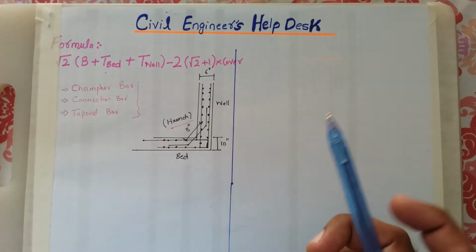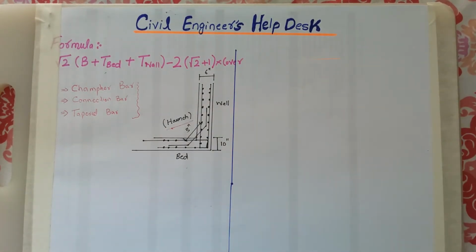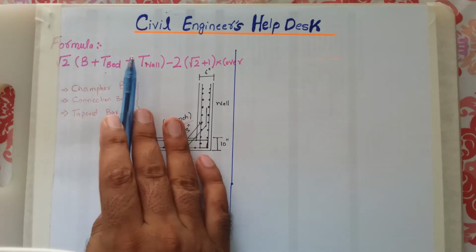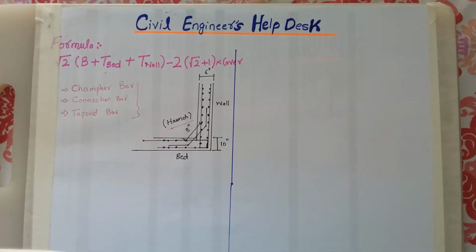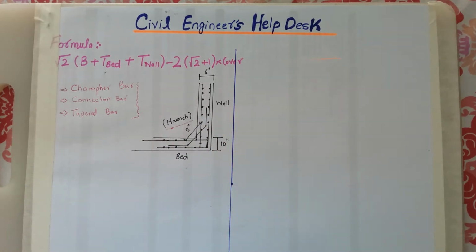Now we have this cross section, and viewers, how will we calculate the length of this haunch bar? There are various methods to find the length of the haunch bar, chamfer bar or connection bar, but remember that the very short method we use on site is this formula method. By this formula we will very easily calculate the length of this haunch bar.